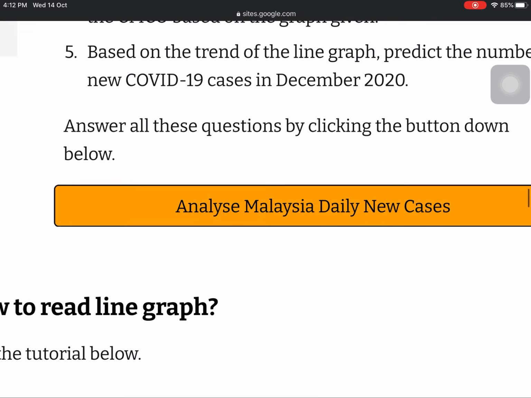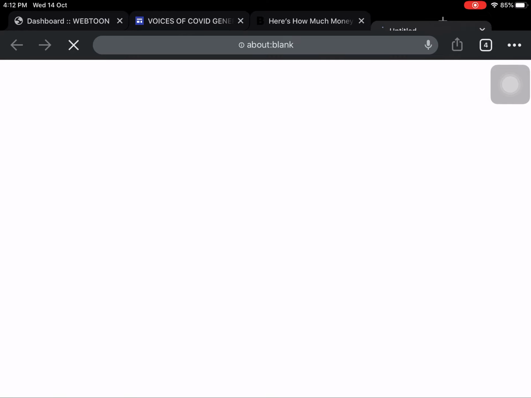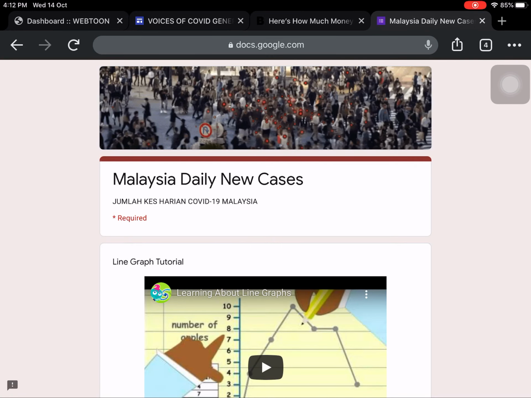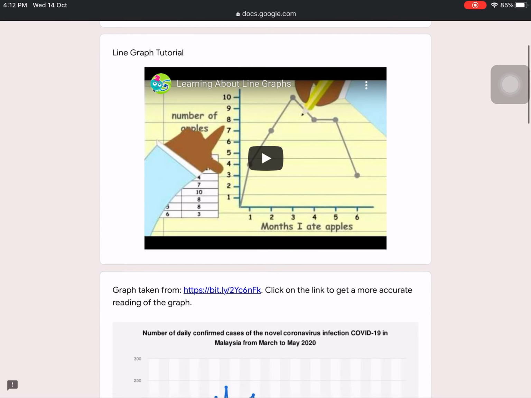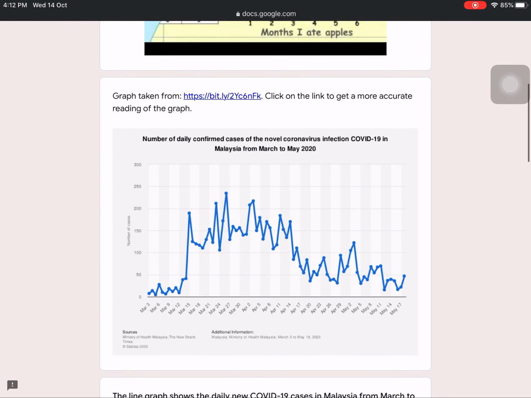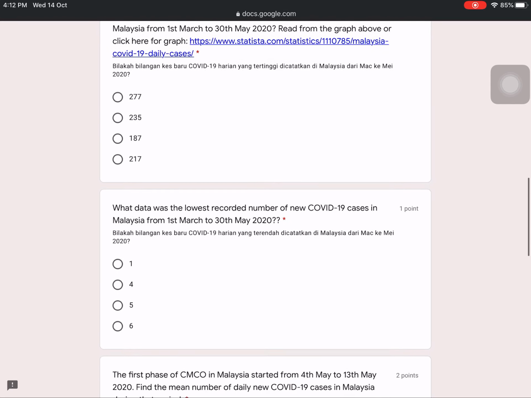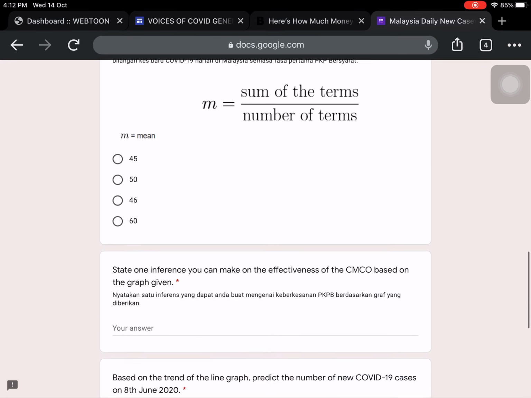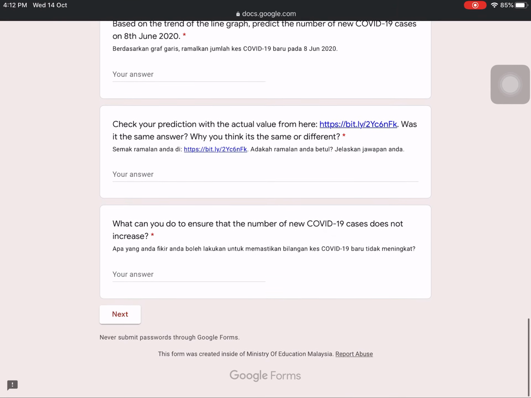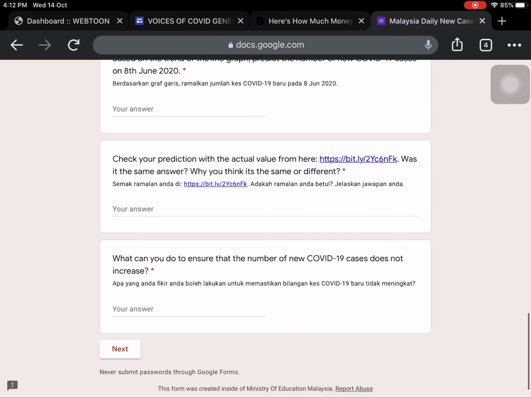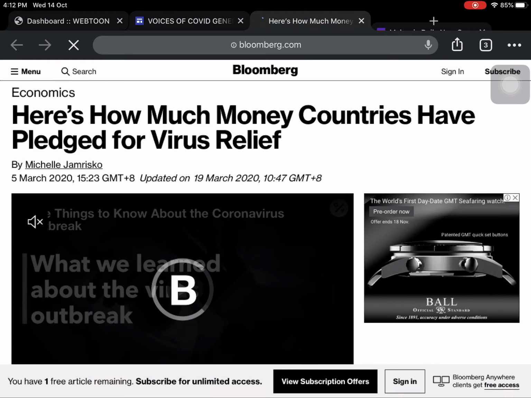Again, girls, these are analyze Malaysia daily new cases. Let's see. Okay, so this is where they'll guide you through a line graph, guide you on how to actually read the graph, and you should answer all these questions, okay? If at any time you get confused about the formulas, you're not sure how to do the calculations, please don't be shy to ask in the WhatsApp group or WhatsApp me personally, okay?